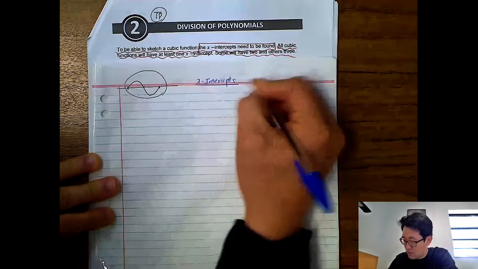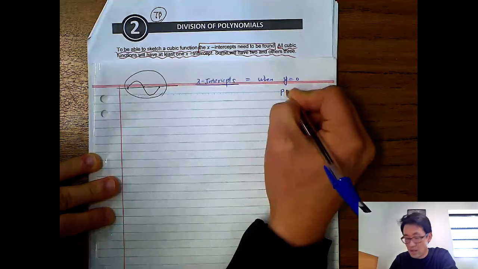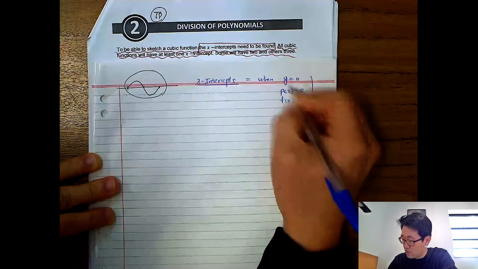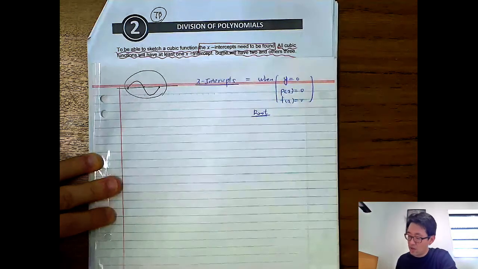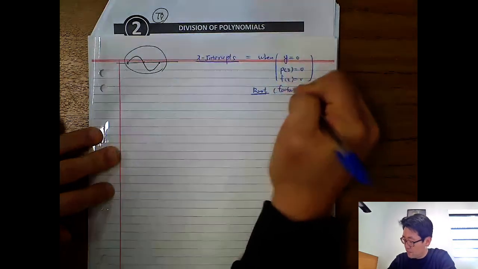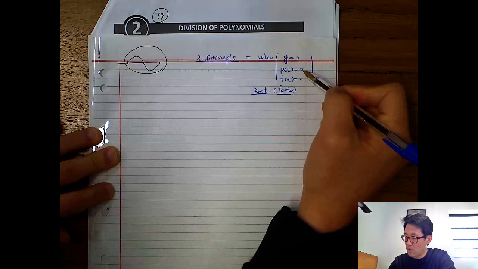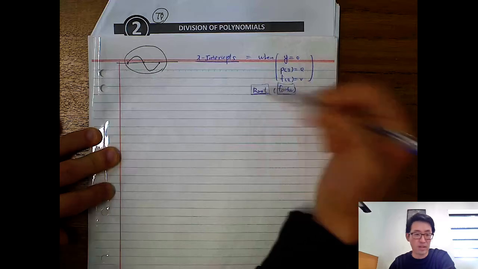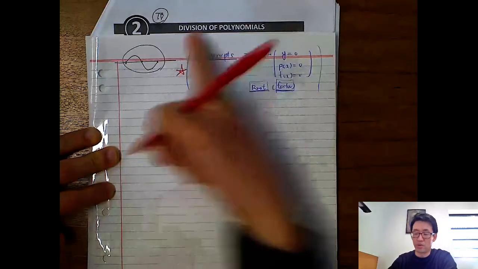X-intercepts mean when y equals 0, or f(x) equals 0. All the same thing, isn't it? Or the same as what we call a root. In this case, they probably use the word factor. When we find x that makes y equal 0, or the polynomial equal 0, we call it a root or factor. To get this, we're doing long division.